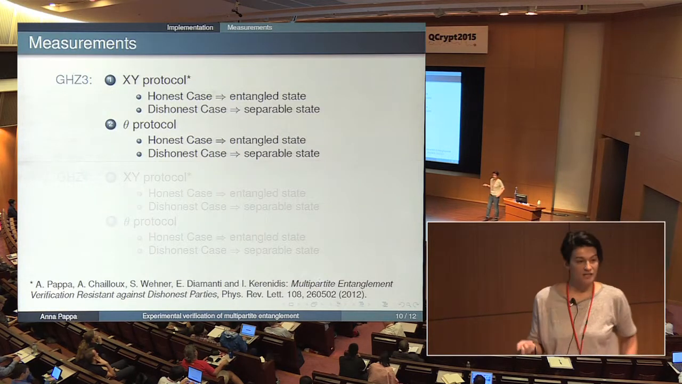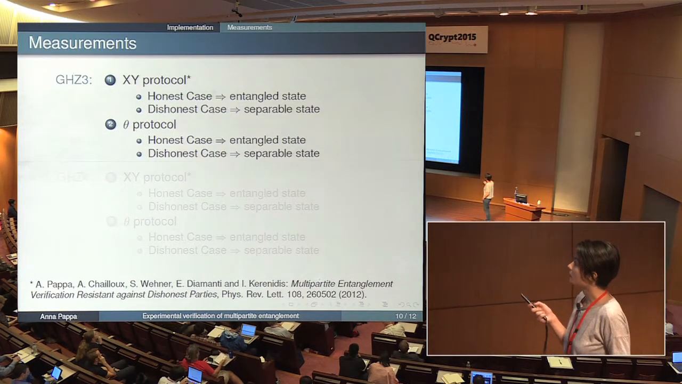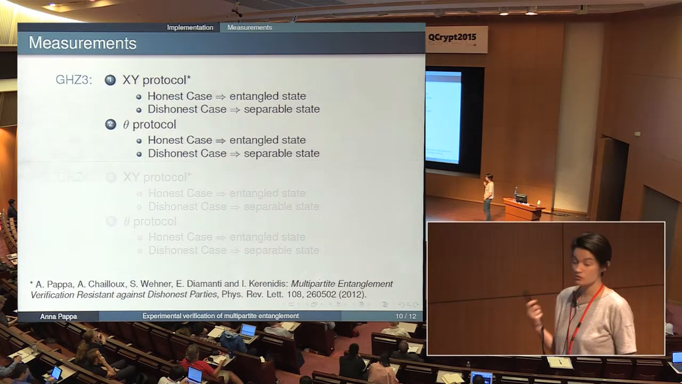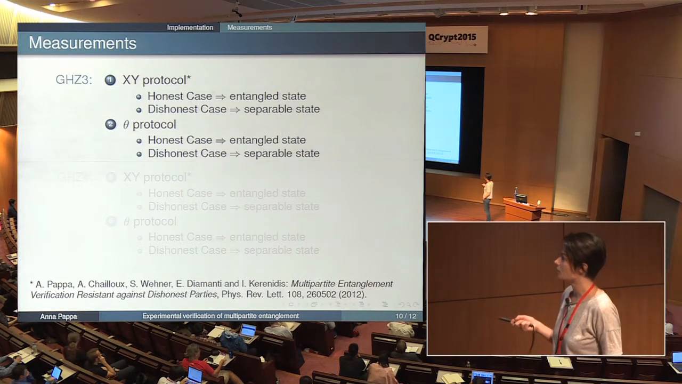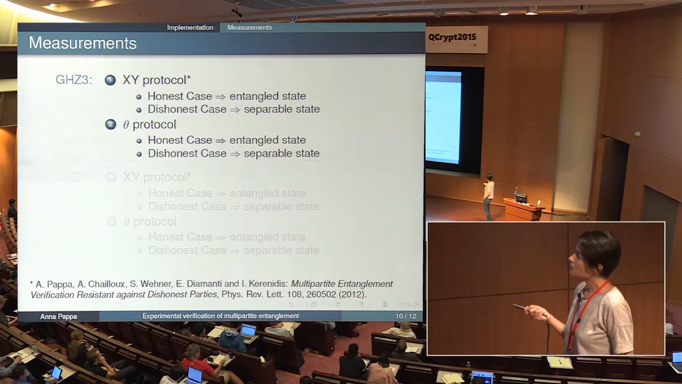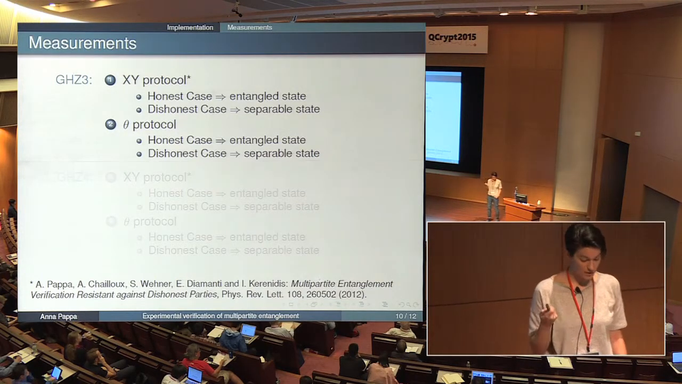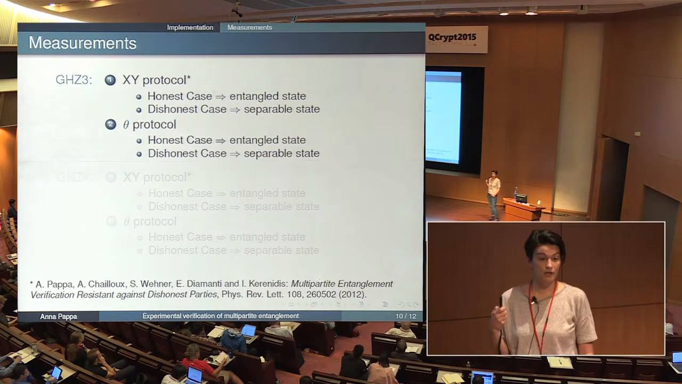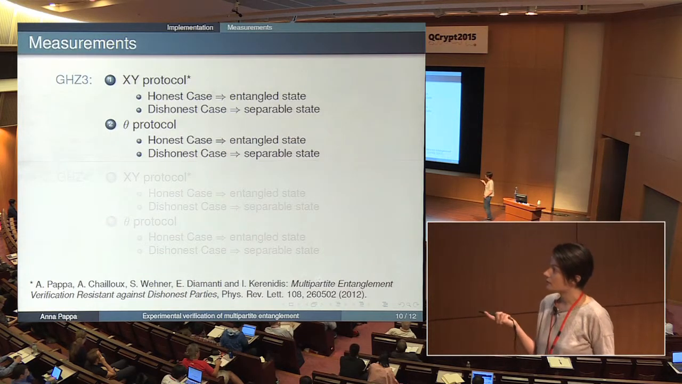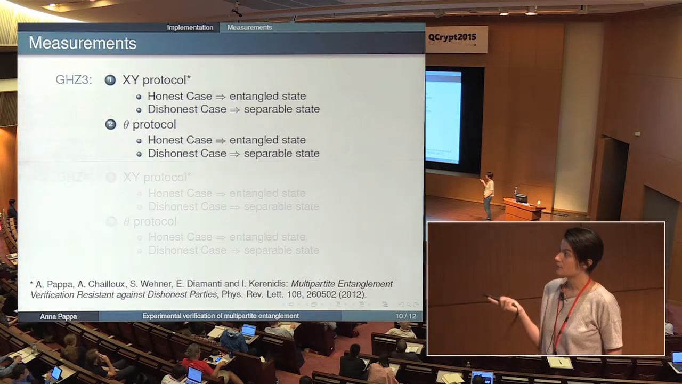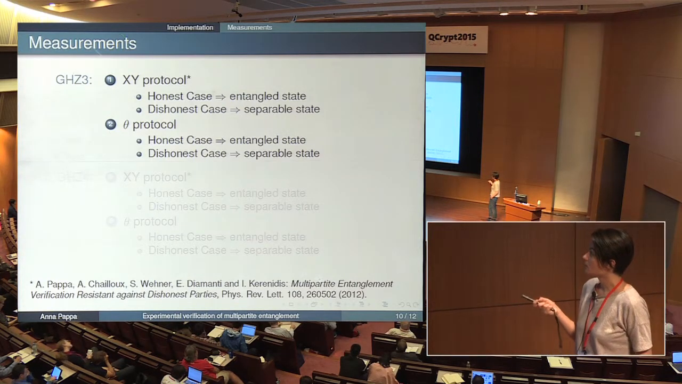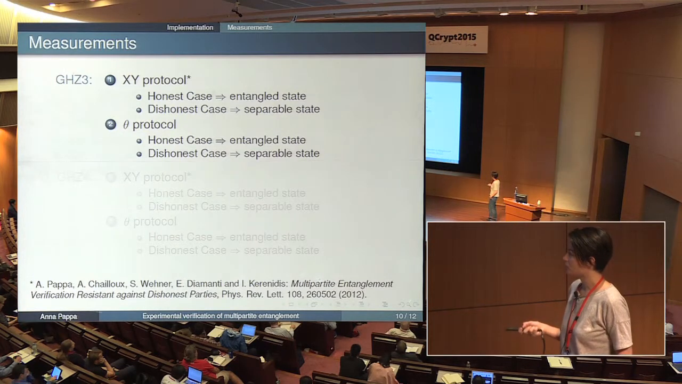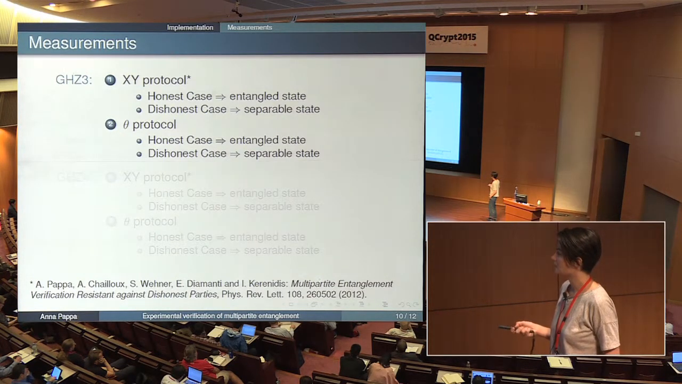So the measurements that we did on our states are the following. We actually ran two types of protocols. The first one was what we call the XY protocol. This is a simplification of the protocol that I showed you before, which I'm going to call the theta protocol. The XY protocol is basically just doing the Mermin game or pseudo-telepathy game. Instead of choosing arbitrary angles around the XY plane, we just choose X and Y measurements. This protocol has also been analyzed in a previous work by myself and some co-authors.